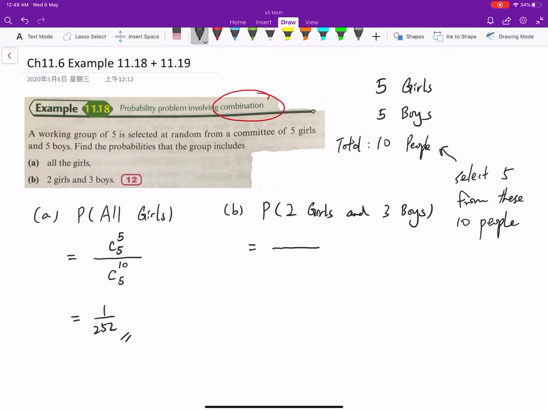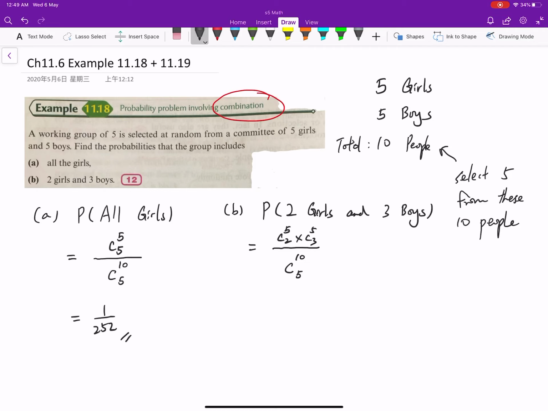2 girls and 3 boys. Again, now the event is different, right? But actually the situation is the same. So the denominator must be the same, right? You still take 5 out of 10 people. But now we take 2 girls and 3 boys. So how many possible outcomes can you take 2 girls and 3 boys? First of all, the 2 girls must be taken from the 5 girls, right? So you have 5C2. And then the 3 boys must be taken from the 5 boys in the committee. So you get 5C3.